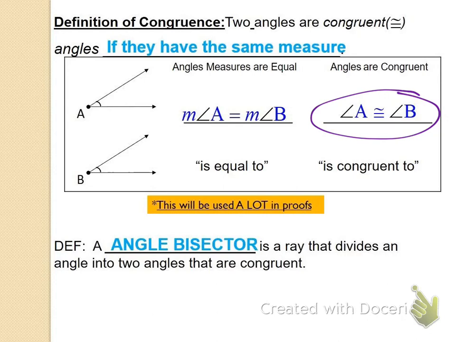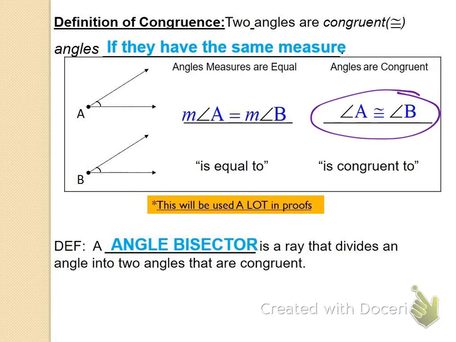Now, in a diagram, we show that angles are congruent just like segments. For segments, we have tick marks; for angles, we'll use arcs. Those arcs mean that angle A and angle B are congruent as well. We can use multiple arcs when we have multiple sets of congruent angles in a diagram. Those arcs tell us that those angles are congruent.